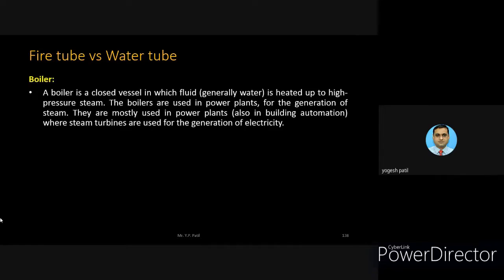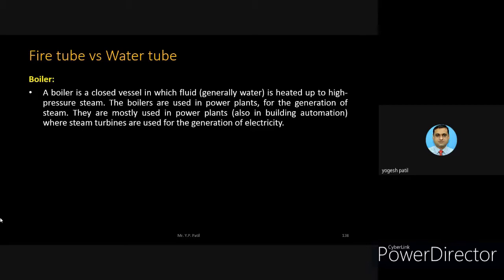First of all, the concept of boiler is very important, and as we are also aware, the importance of boiler in terms of steam generation, and that steam is useful to generate the electricity in most of the power plants. The boiler can also be useful in building automation as one of the important parts in winter season, that is, the hot water systems required in different buildings.